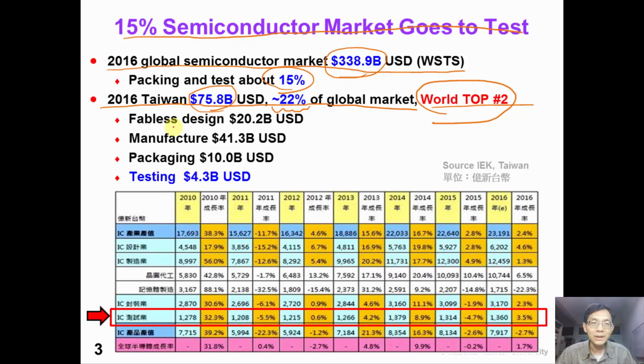Out of this $76 billion, 20 billion go to fabless design, 41 billion goes to manufacturing, and 14 billion goes to packaging and testing. As is shown in this table, the growth rate of the Taiwanese test industry increased rapidly over the past few years. So we can know that the test industry plays a very important role in the global semiconductor market.